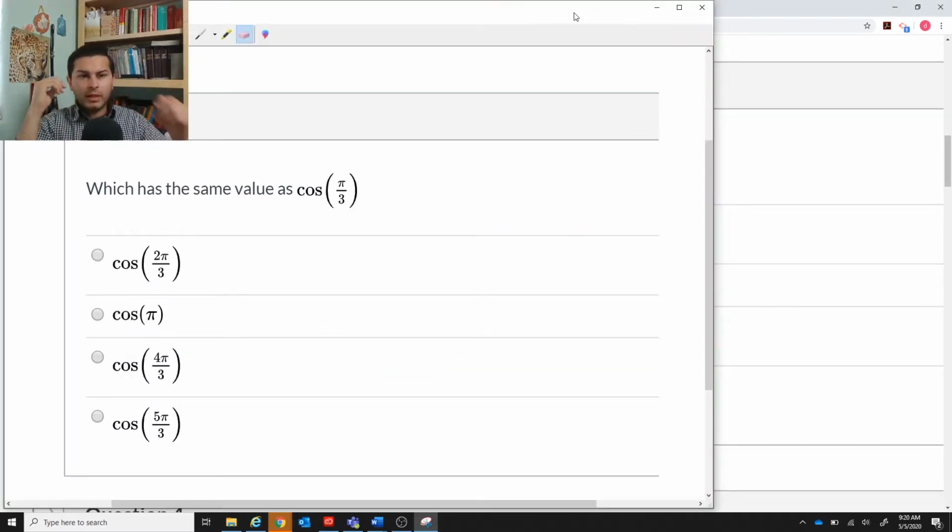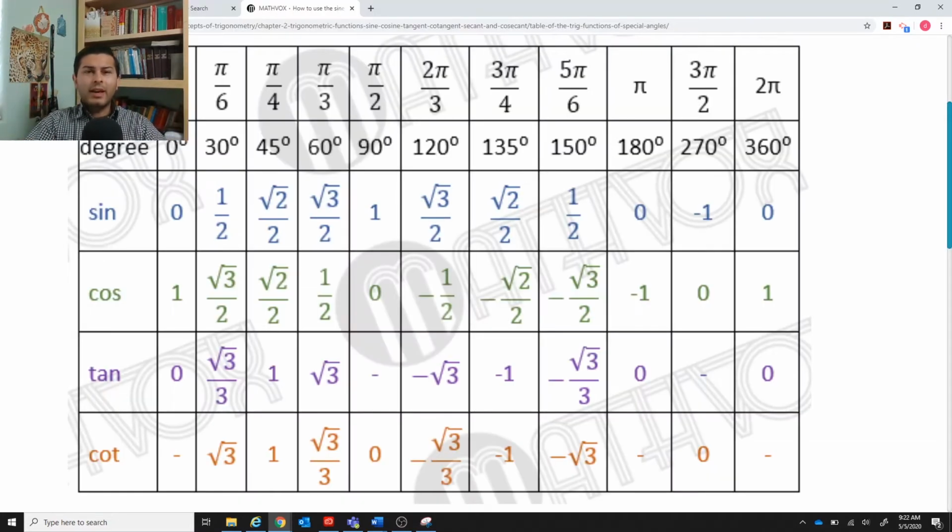All right, so here we have question number 3, which has the same value as cosine of pi over 3. Now, there's 2 ways that we can go about doing this. One involves understanding where it is on that unit circle that we briefly talked about, or the other way is to use Desmos. Now, if we're going to do this by hand, I'm going to get something that we built in a few lessons ago. And that is our trig table.